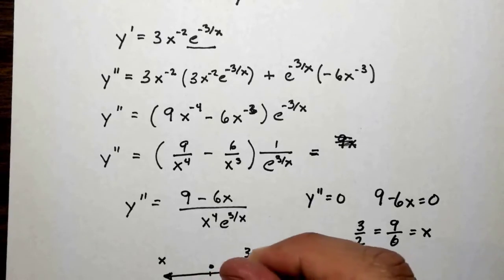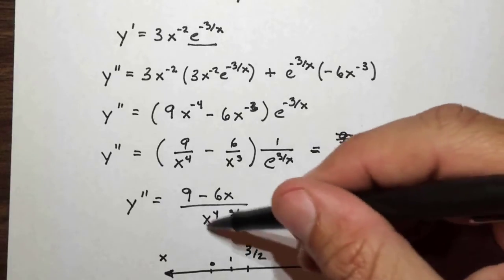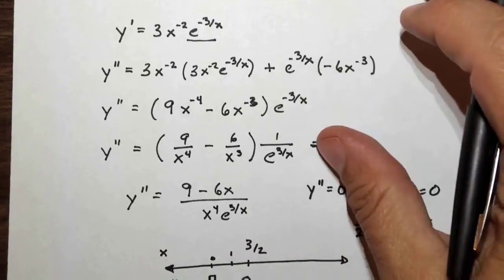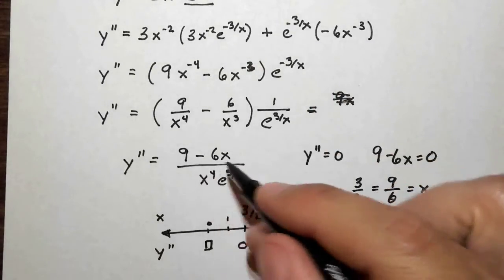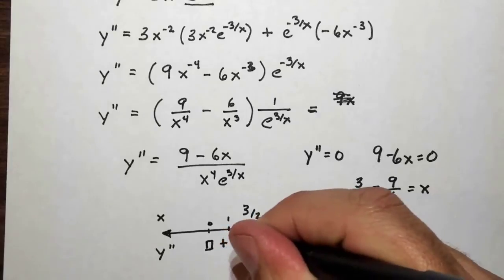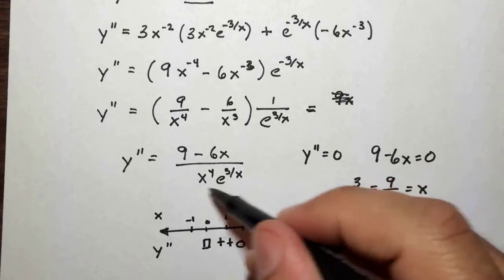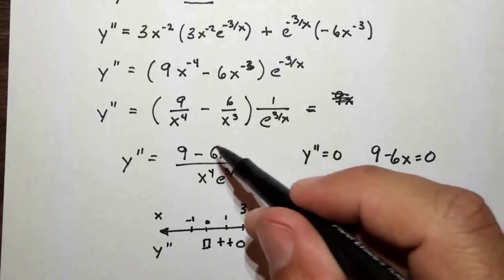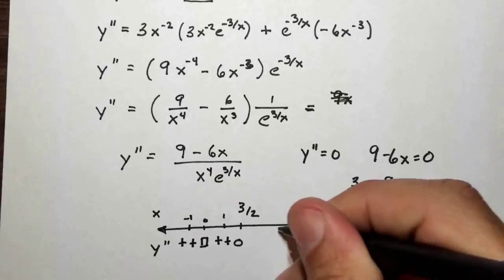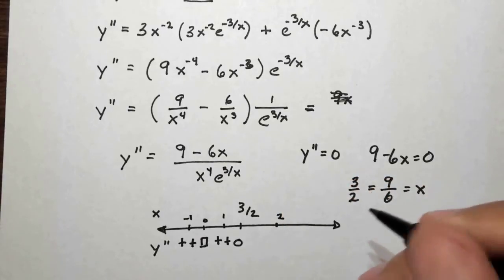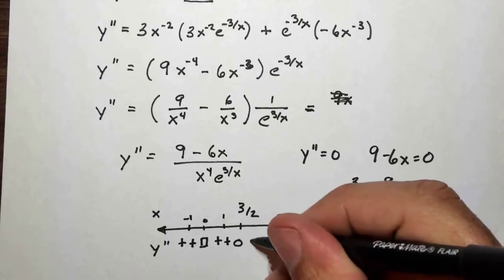Let's pick 1. If I put 1 in, my denominator is going to be positive, and in fact my denominator is always going to be positive. So my numerator is going to be 9 minus 6, which is positive. If I put a negative 1 in, the denominator again is always positive. The numerator is going to be positive. And then let's pick 2 here. If I put 2 in, the denominator is always positive, but the numerator is going to be negative.